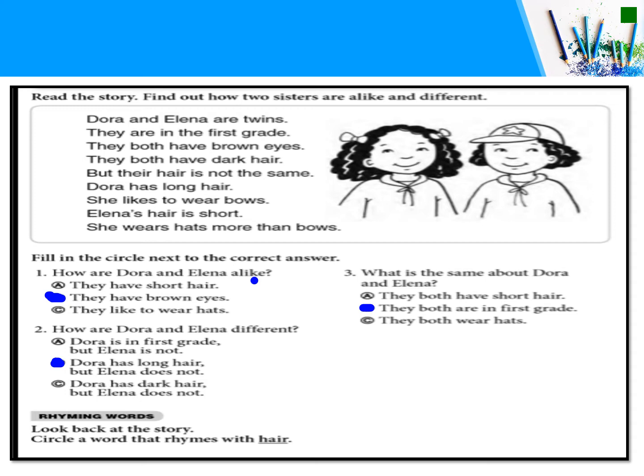Look back at the story. Circle a word that rhymes with hair. So what are the words that rhyme with hair? Wear. You have a word here called wear. So hair rhymes with wear.